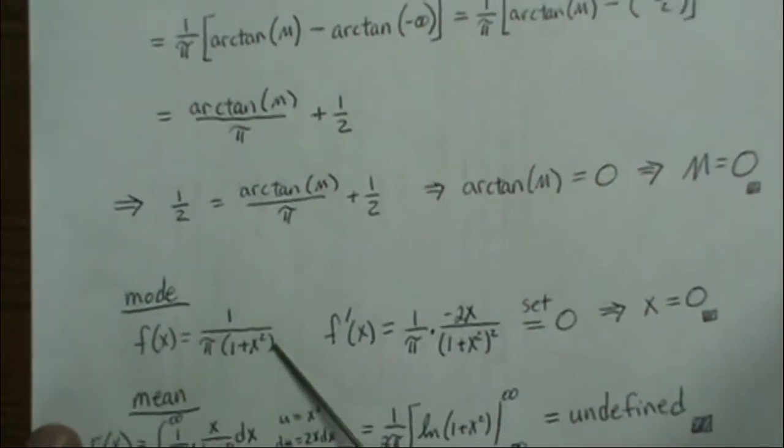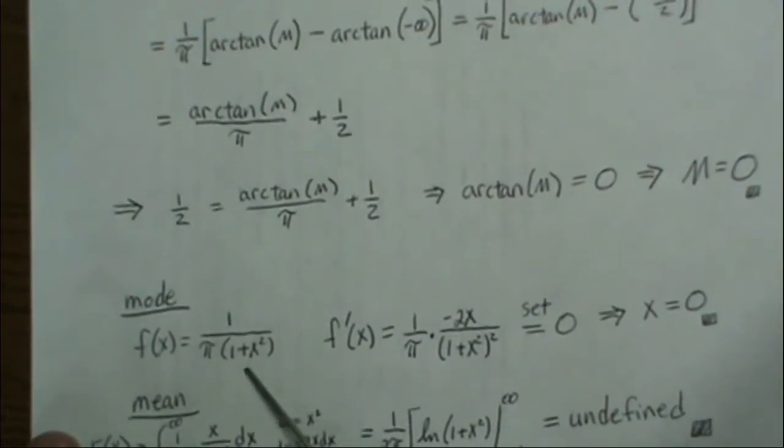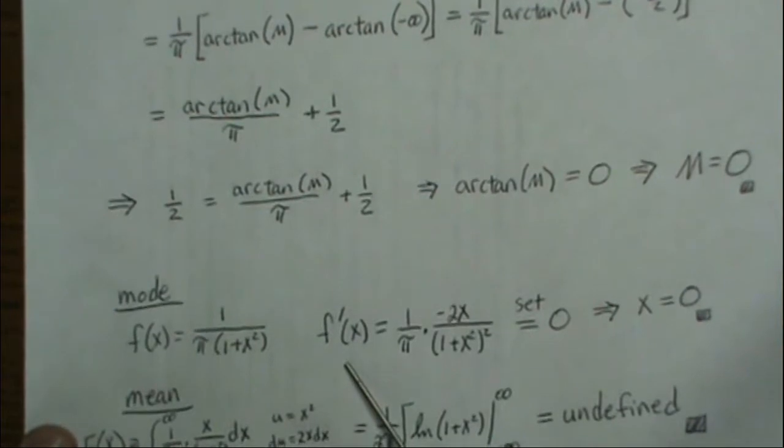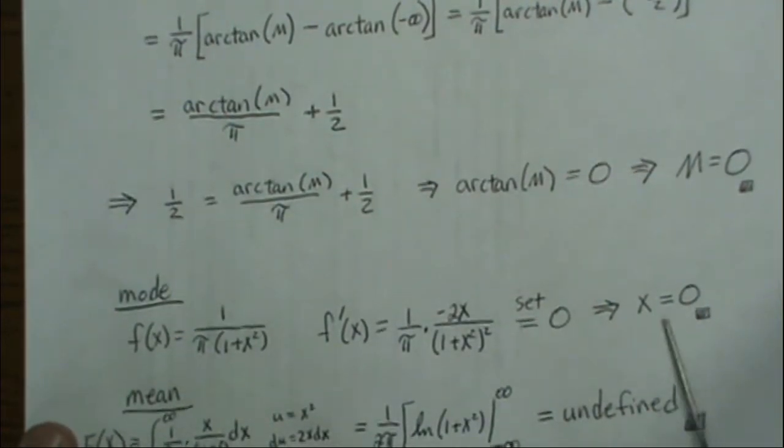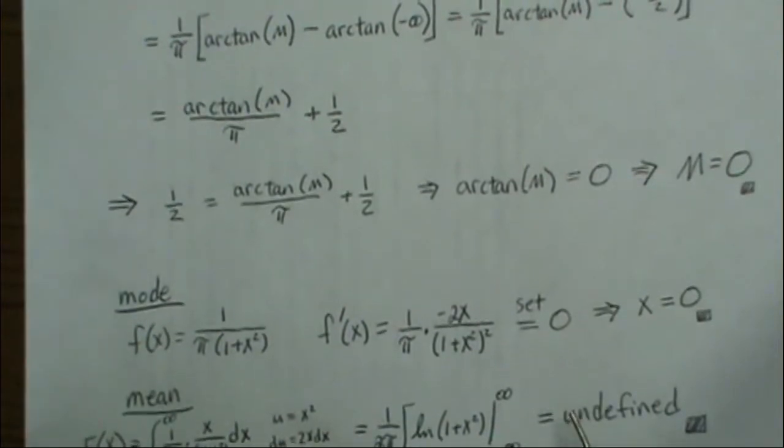The mode is the maximum value. So we take the derivative of it, and we get this. Set it to 0. It implies that x equals 0. So the mode is 0.